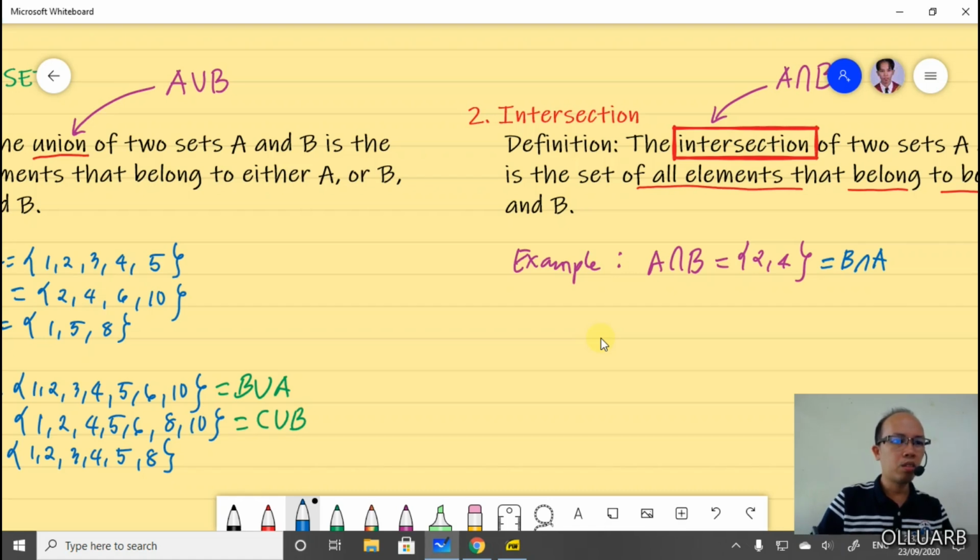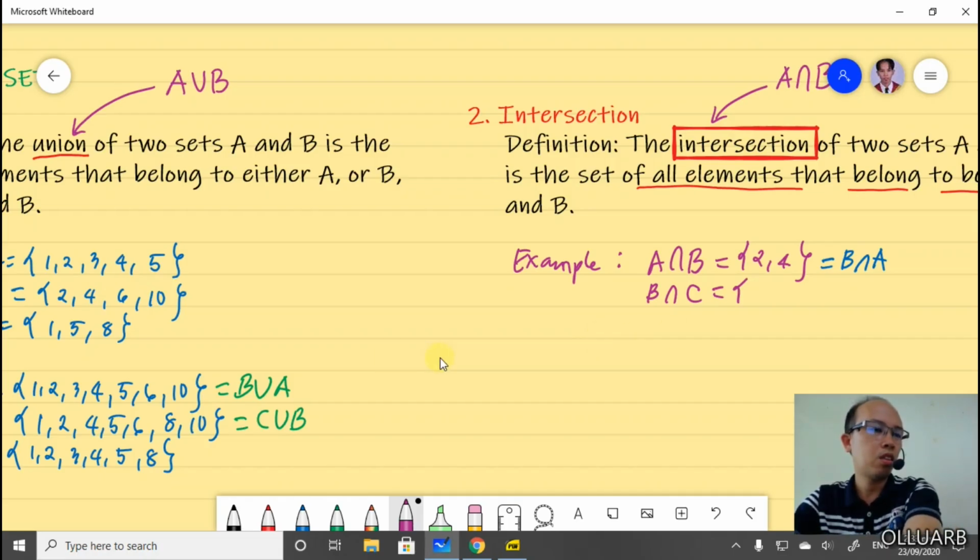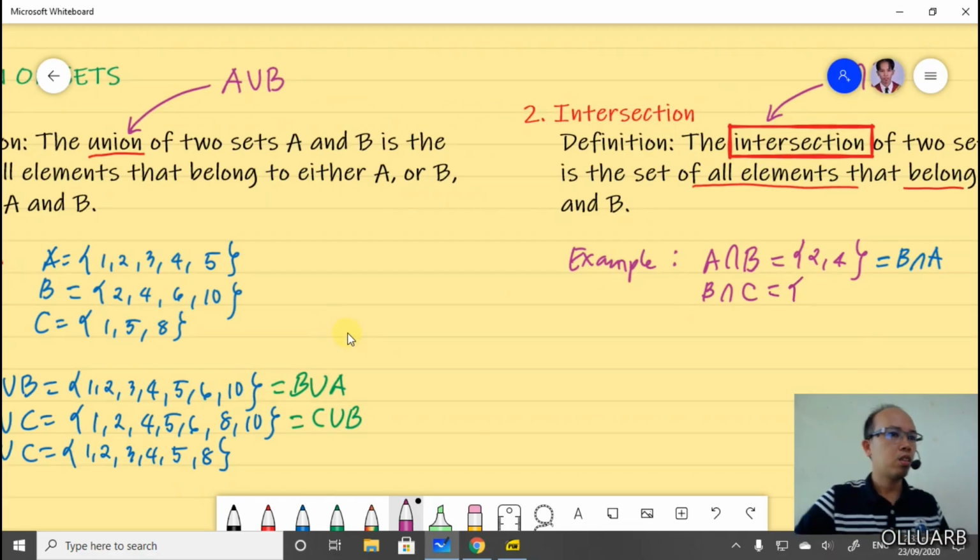How about B intersection C? What are the common elements? There is no common element for B and C, so this is an empty set. Again, C intersection B is empty because the intersection operation is commutative.